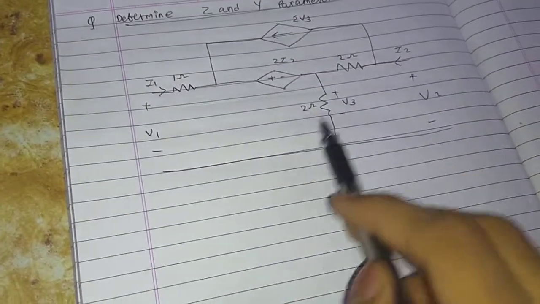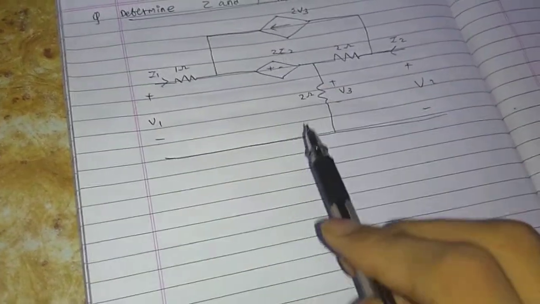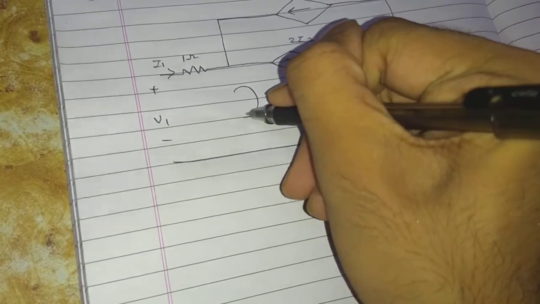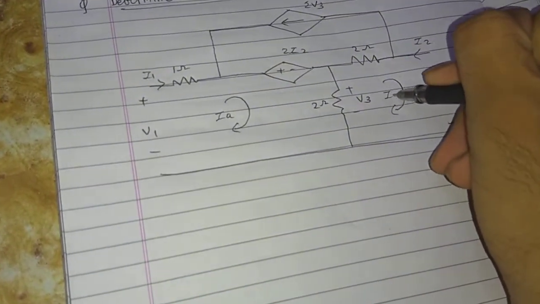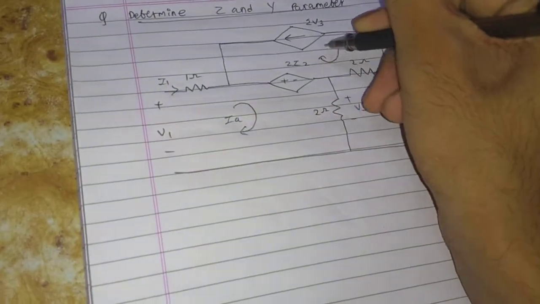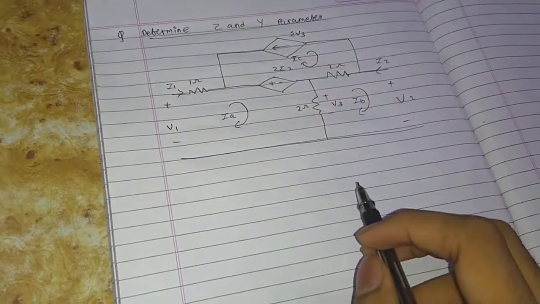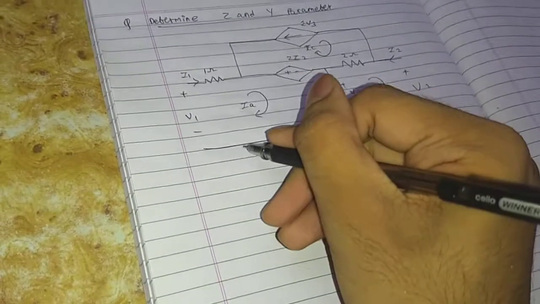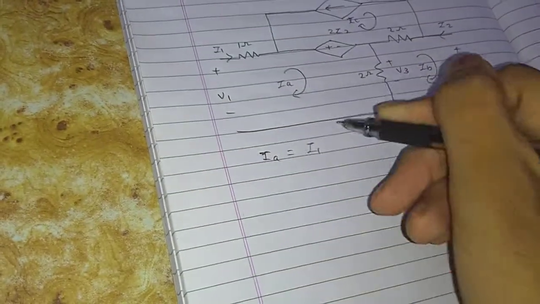You can analyze this circuit. Here you have three meshes. So I will assume mesh current IA, then IB, and over here I will assume IC. Three currents I have assumed. Now you can write IA equals I1.